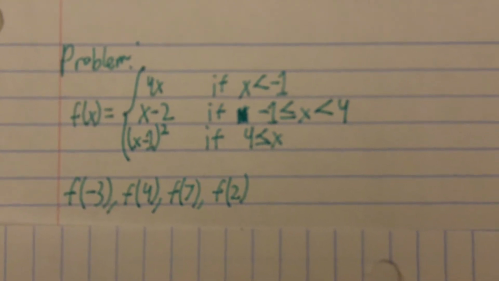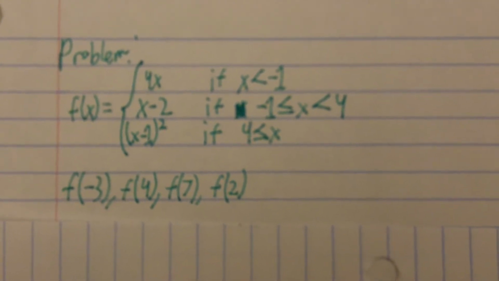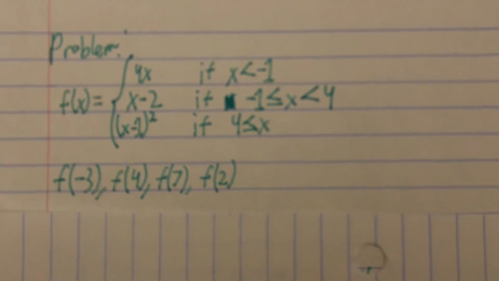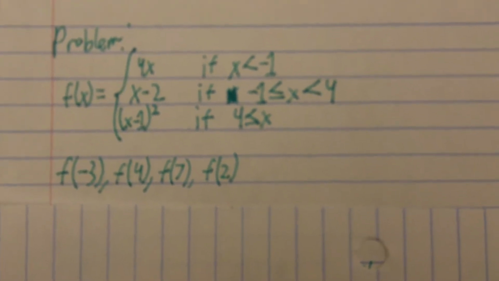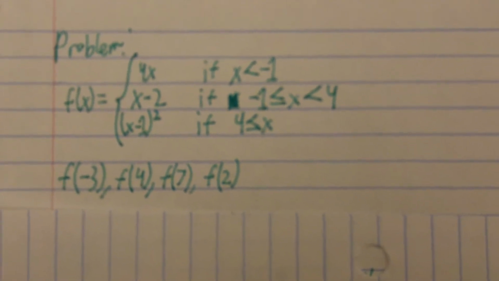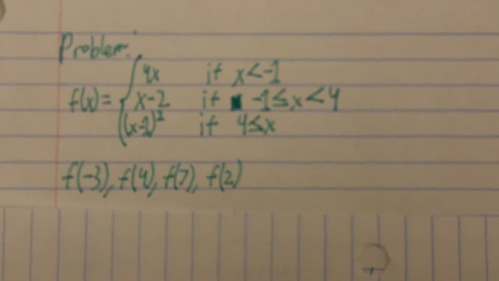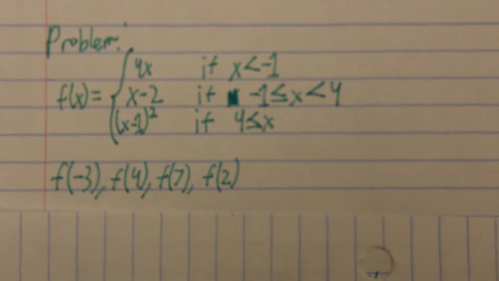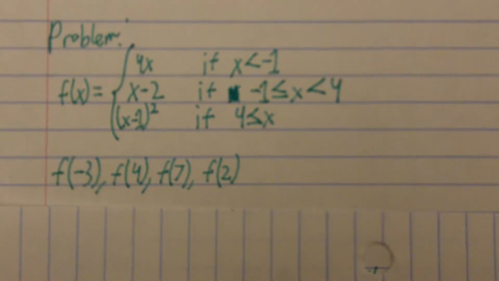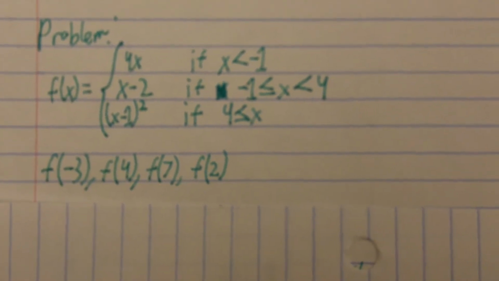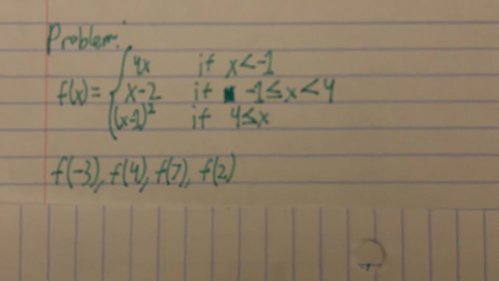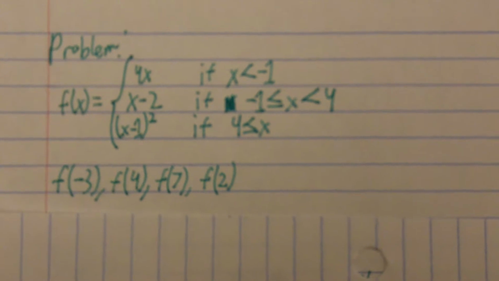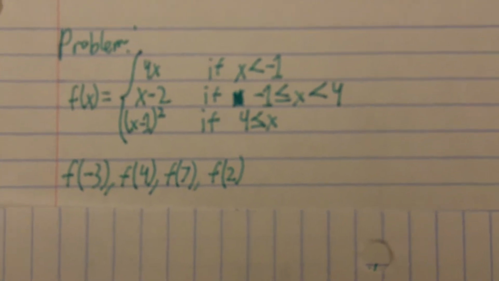f of x is equal to 4x if x is less than -1. f of x is equal to x minus 2 if -1 is less than or equal to x, which is less than 4. And f of x is equal to (x minus 1) squared if 4 is less than or equal to x. And we will be evaluating this at points -3, 4, 7, and 2.